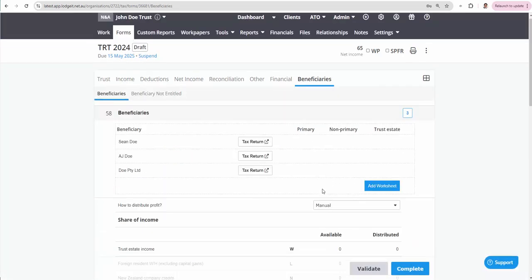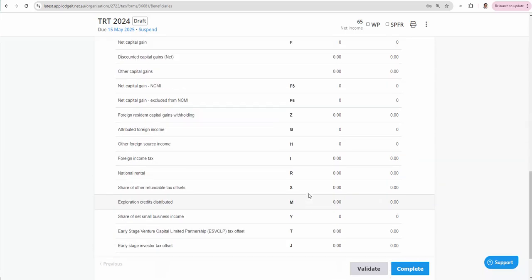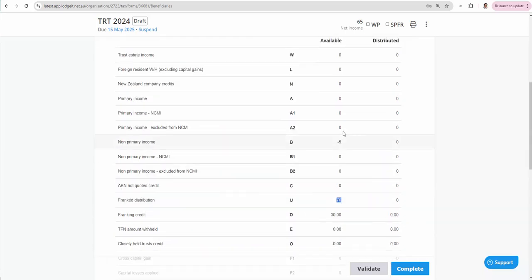Now of course when we come to split out that income, you can see we'd be splitting out the franking credits, we'd be splitting out the franked distribution, and we'd be splitting out the non-primary, the $5, essentially the non-primary loss, which in this case, even though there is a bit of a loss here, you can still split this because overall there's a distributable surplus.